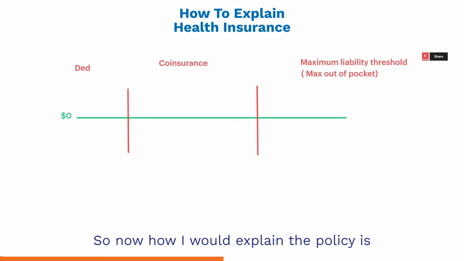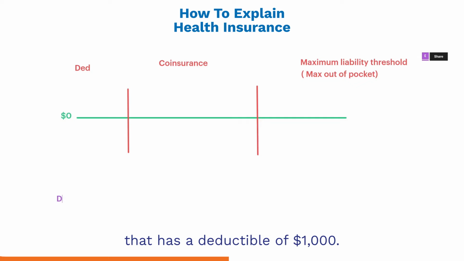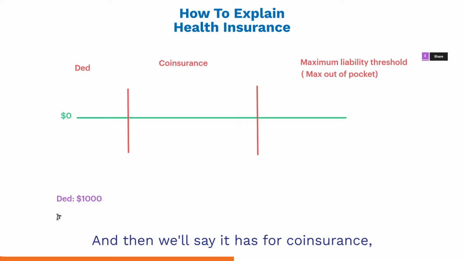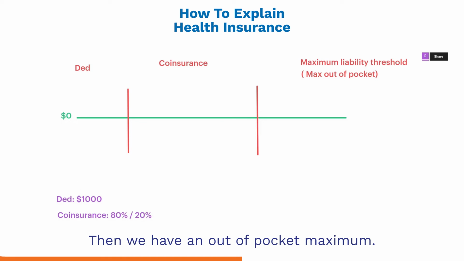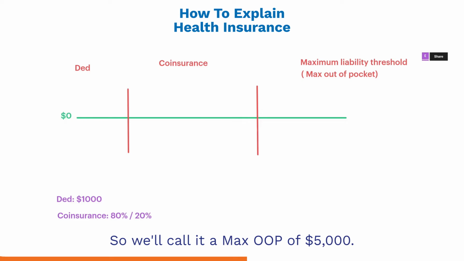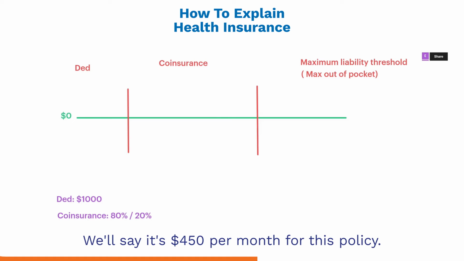So now how I would explain the policy is like this. We'll take an example here, and we're going to say we've got this hypothetical policy that has a deductible of $1,000. And then we'll say it has coinsurance at 80% paid by the health plan and 20% paid by the member. Then we have an out-of-pocket maximum, so we'll call it a max OOP of $5,000. And then we'll say a premium. We'll make up a premium amount here. We'll say it's $450 per month for this policy.